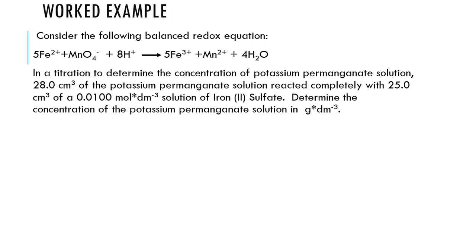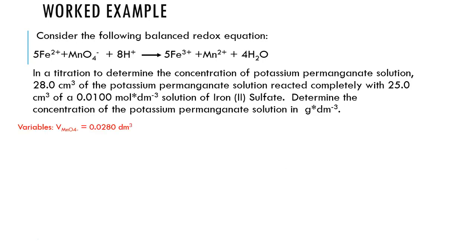So here's an example. Consider the following balanced redox equation. It says in a titration to determine the concentration of potassium permanganate solution, 28 cubic centimeters of the potassium permanganate solution reacted completely with 25 cubic centimeters of a 0.0100 molar solution of iron 2 sulfate. Determine the concentration of the potassium permanganate in solution in grams per liter. So this is just a standard plug and chug problem.